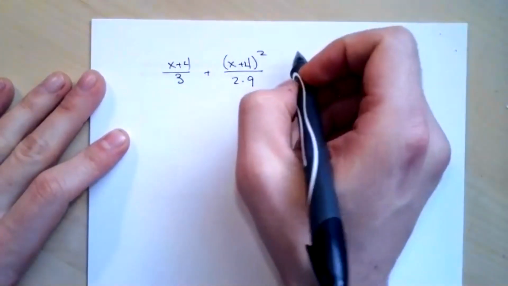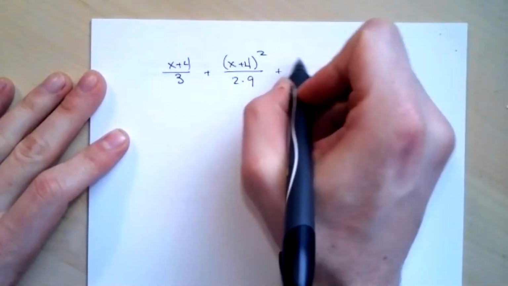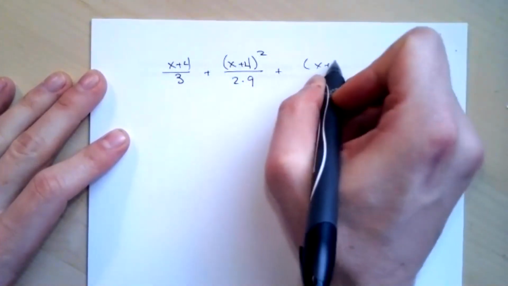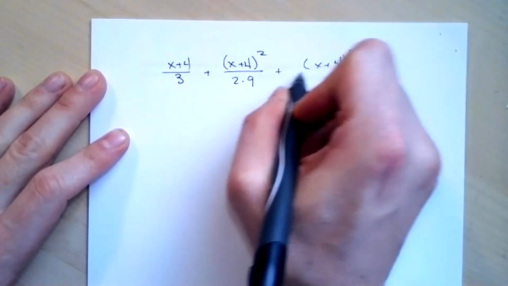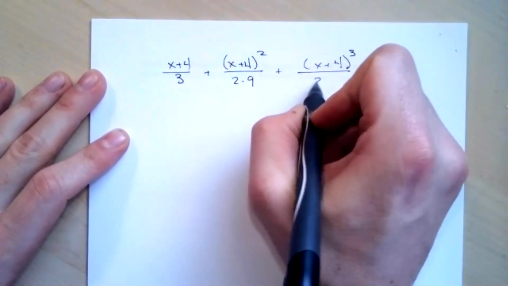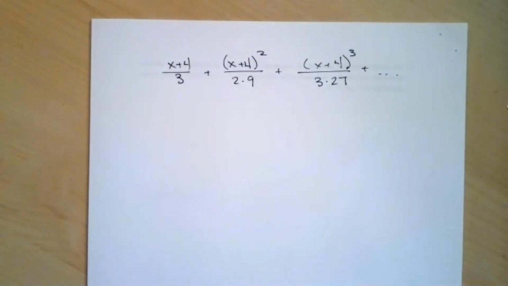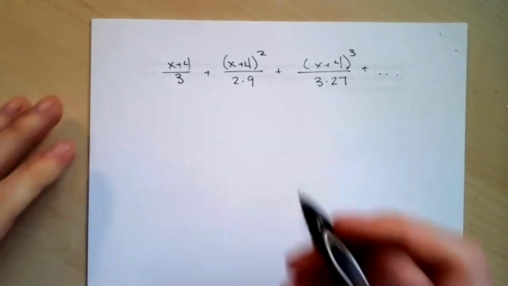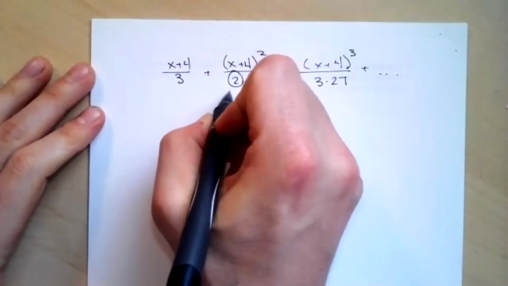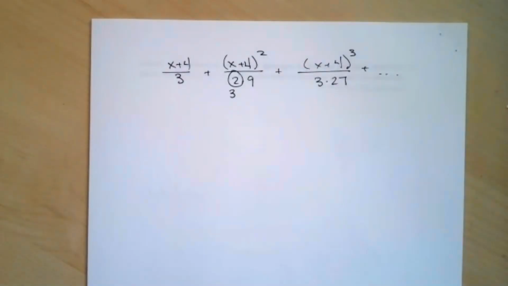Two times 9, that one's a little weird. Plus x plus 4 cubed over 3 times 27. I wonder if that's a typo. I think that is a typo. Otherwise it doesn't make sense. I think that was what was messing me up. This should be a 3. Okay.